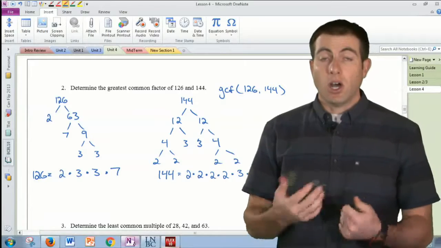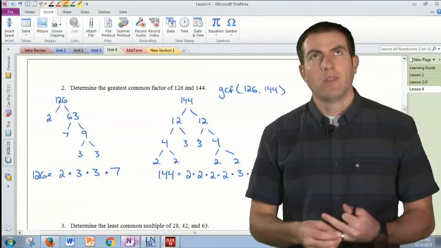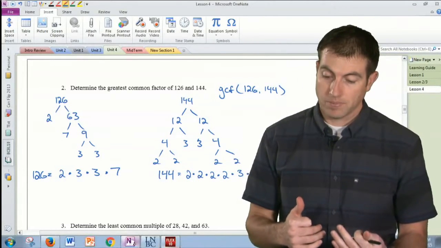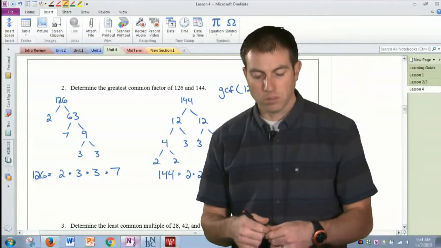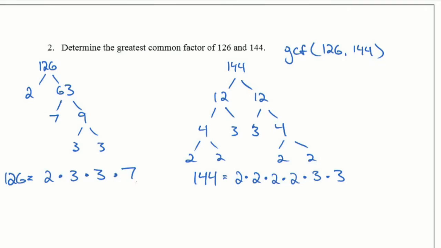Now, the greatest common factor is going to be a number that, if we looked at the factors or the factor trees, is shared by both of these things. So what do both of these things have in them? If I look here, I see that there's a 7, and I don't see any 7s over here, so I'm just going to ignore the 7. I see a lot of 2s and 3s. How many 2s and 3s are common to these things?